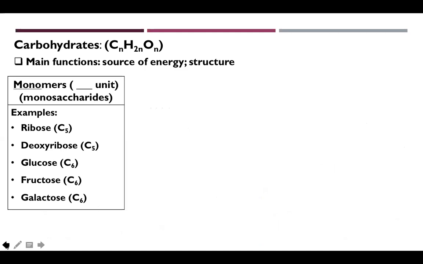Okay, so here, we're focusing on carbohydrates. Their monomer, their single units, are ribose, deoxyribose, glucose, fructose, galactose. They just change by the number of carbons. Those are the single units, when they're alone. And then together they can make starch or glycogen or cellulose. And any of those combinations would be considered a carbohydrate. Yes.